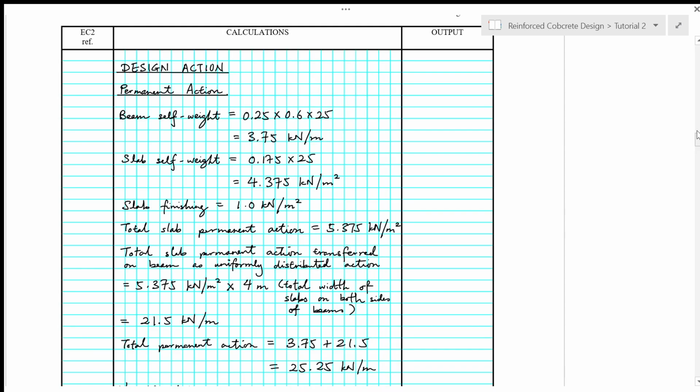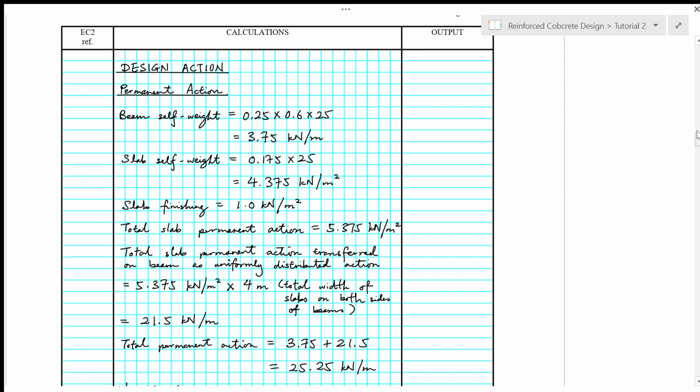So the total slab permanent action transferred on the beam as a uniformly distributed action is the area load, 5.375 kilonewton per square meter, multiplied by the width of the area of the slab that is going to transfer the loads or the actions on the beam. So we get 21.5 kilonewton per meter length.